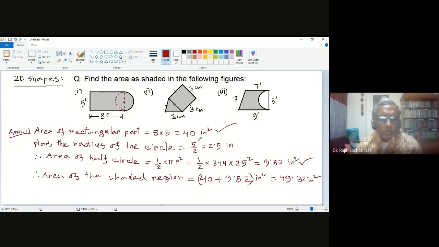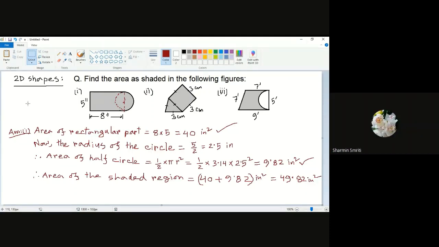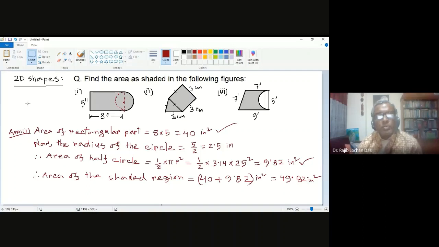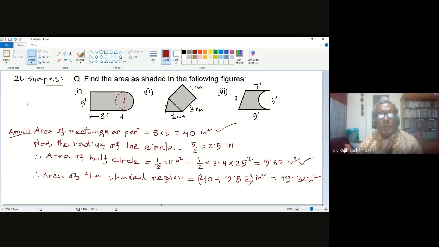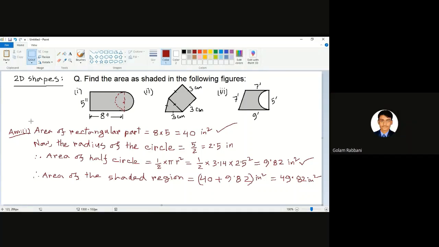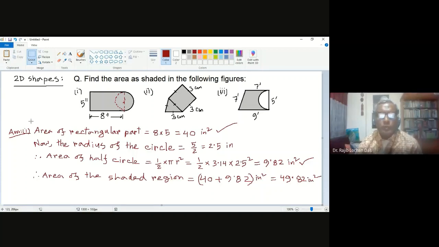Now think about question number 2. What to do with question number 2? How can you find this out? Is this okay? Can you do this? Everyone can do this. There are also two parts. One part is a triangle, another part is a square. So is it possible to find out that? Okay, so there will be no problem.